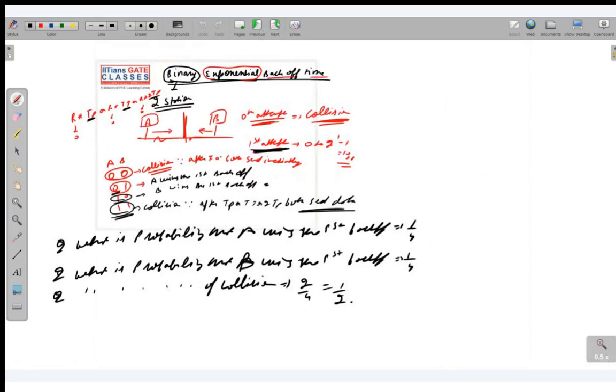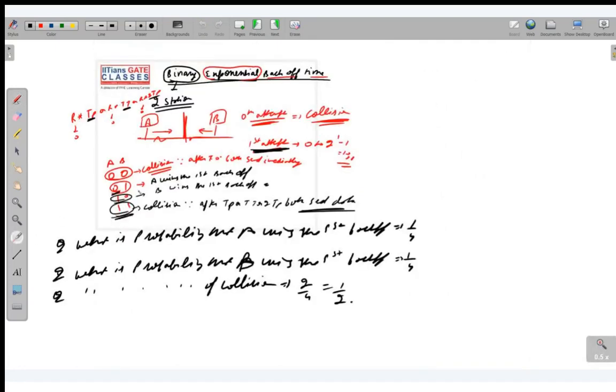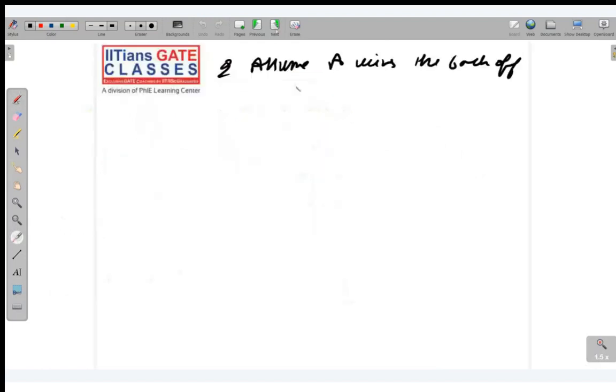Now they will say, assume A wins the first back off. That means A has taken random number 0 and B has taken random number 1. That's why we are saying A wins the first back off. Directly and indirectly, what does this mean?